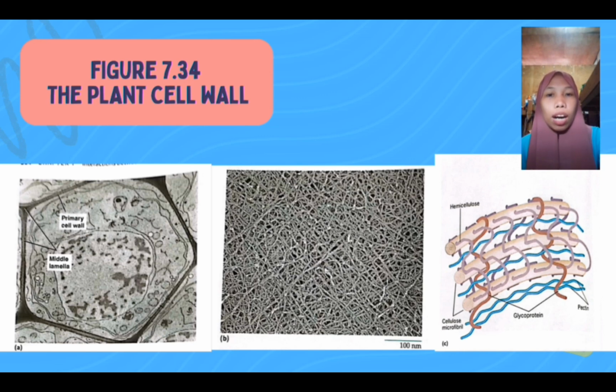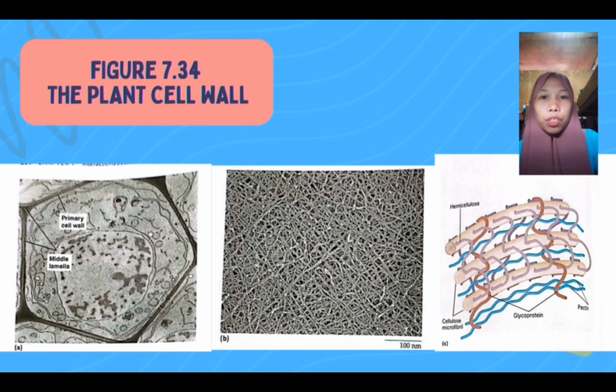So makikita dito ang tightly packed cellulose microfibrils na nagbibigay ng strength at stability sa cell wall. So these fibers are arranged randomly in young cells but become more organized as the cell matures, so it ensures strength and flexibility.